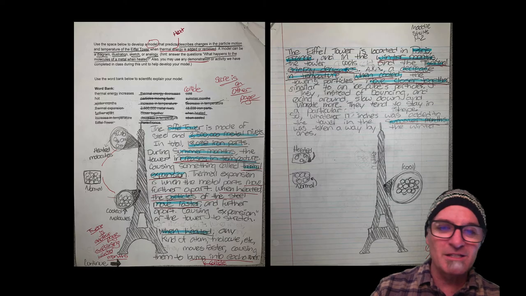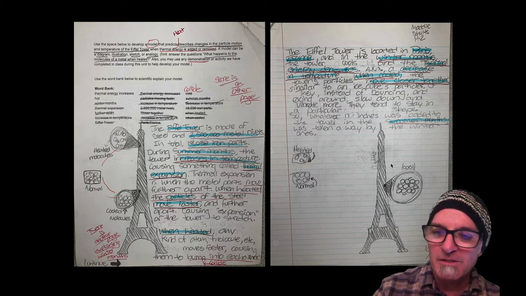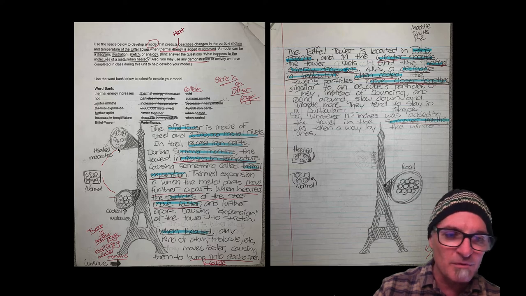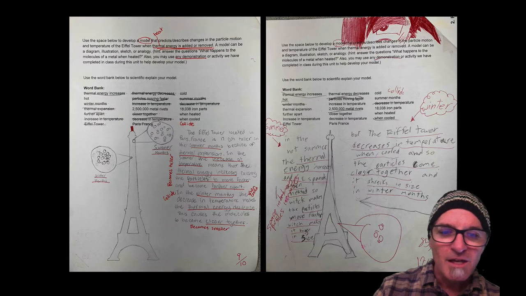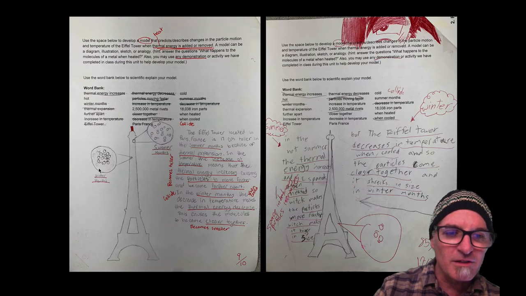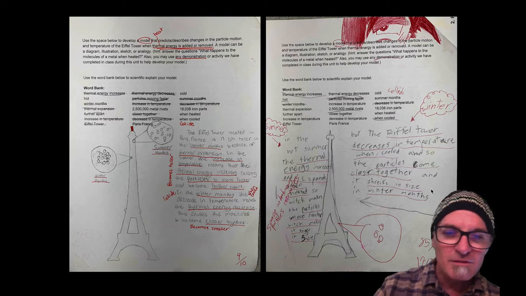So here's what an exemplar would look like. You can see the response is here, some keywords I'm looking for. And they even used another piece of paper to do their zoom-in bubbles. You can see here the particles moving or not moving as much. These are some other responses that students had done at different levels.